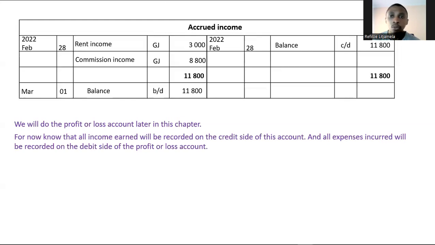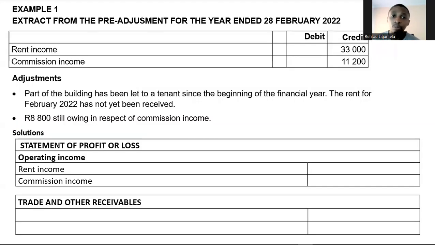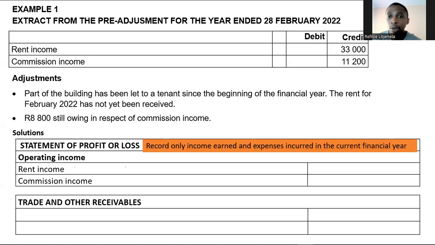Just to rewind and take you back to what we have done so far. In the statement of profit or loss, which is what I prefer to have after our general ledger, but in this case, I just wanted to explain the profit or loss account before I explain the general ledger, just for you to see the whole picture. In the statement of profit or loss, we did talk about this. Our rent was simply 33,000. We added the 3,000 rent, which took us to 36,000.